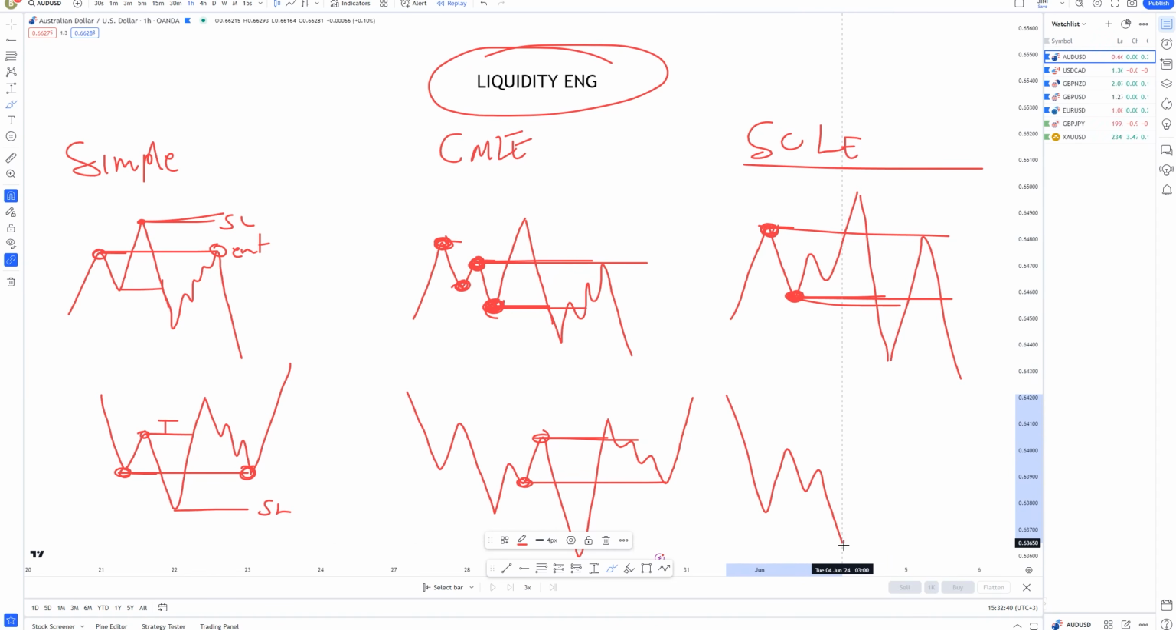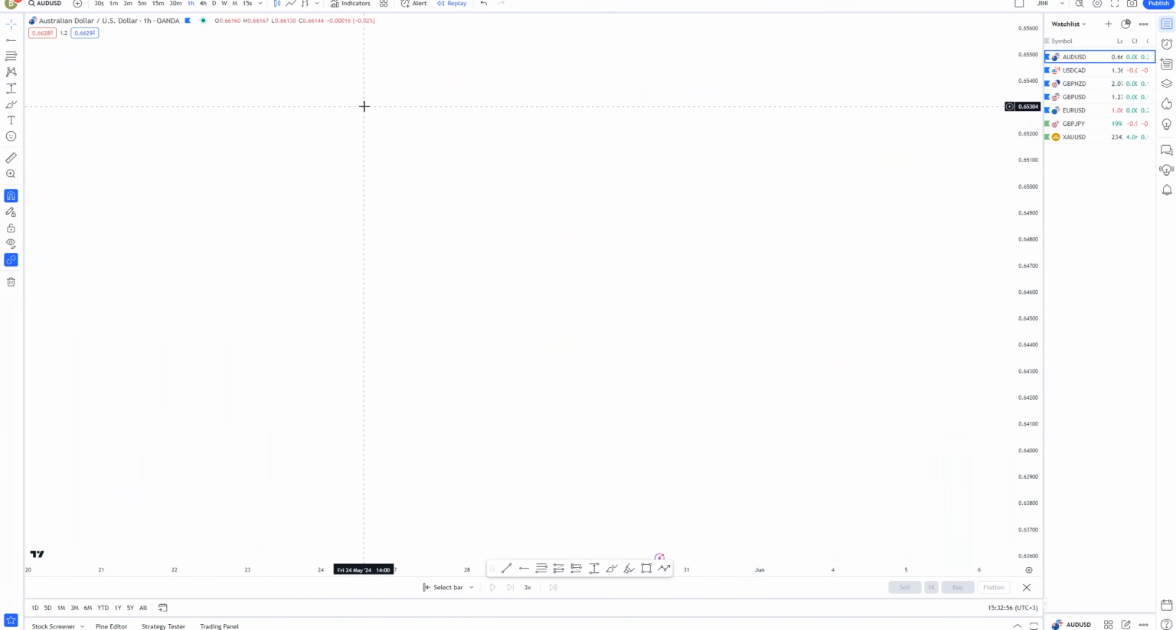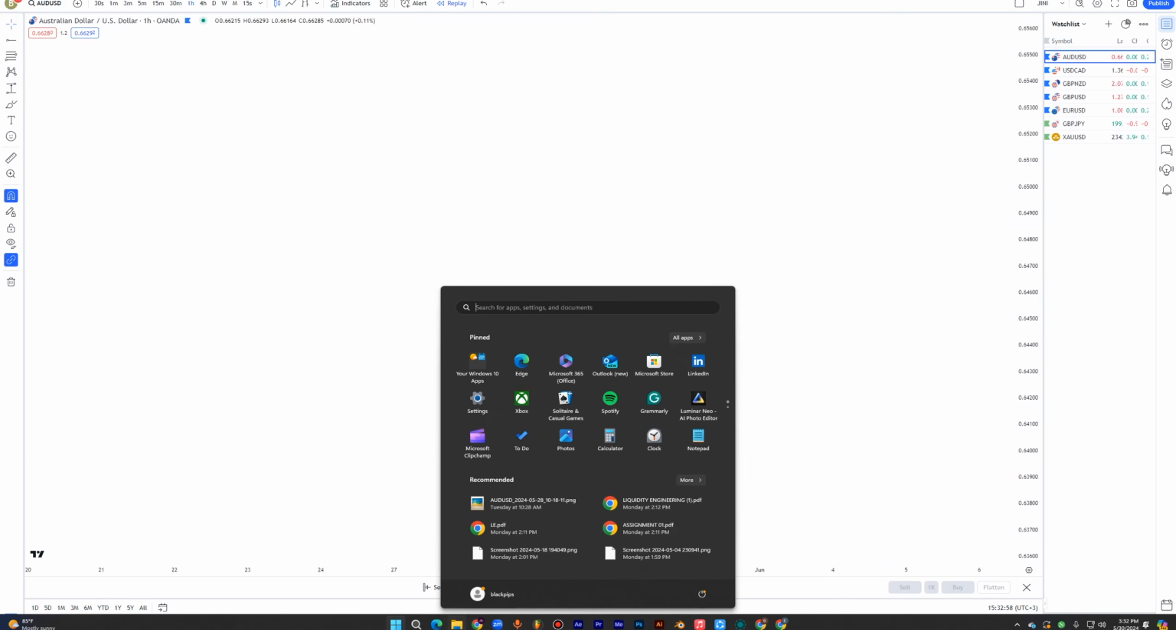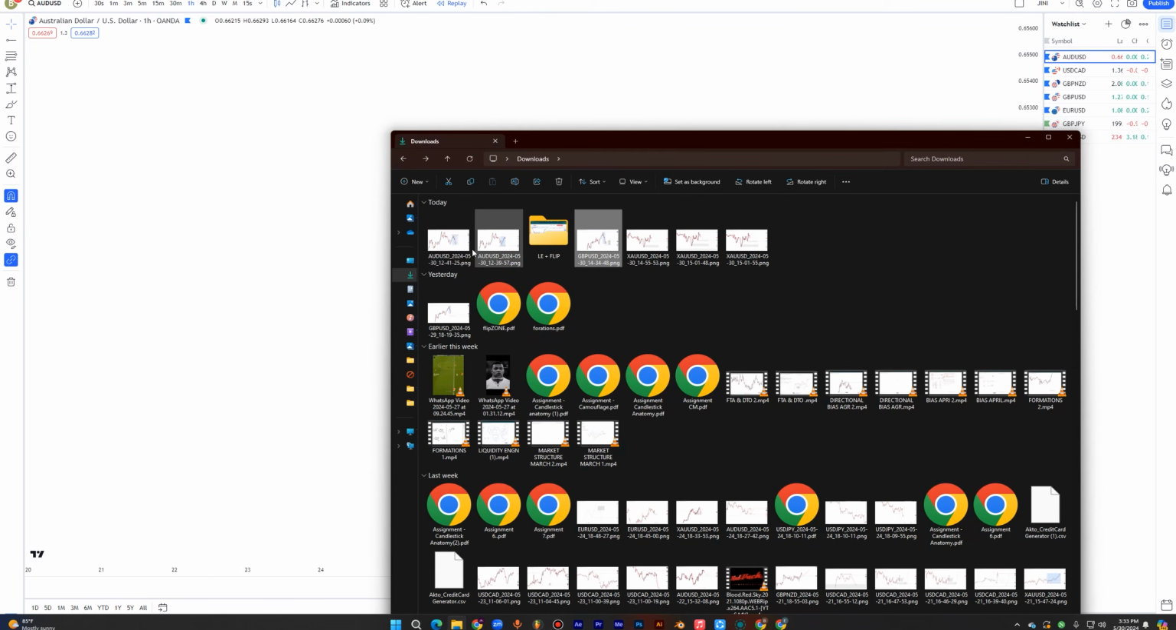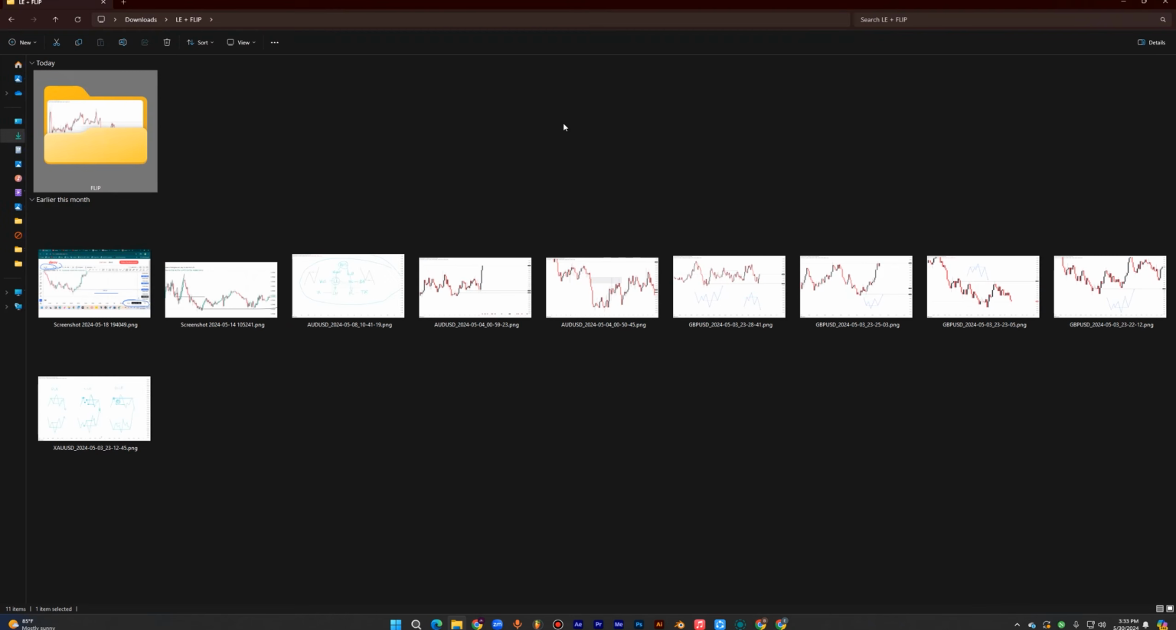But in the buying scenario, you will face a case like this. The market just breaks that down, and then this will be the entry point to take your entry and then move. So that is the liquidity engineering. I want to show you some examples of this liquidity engineering, especially compressive and simple compressive.